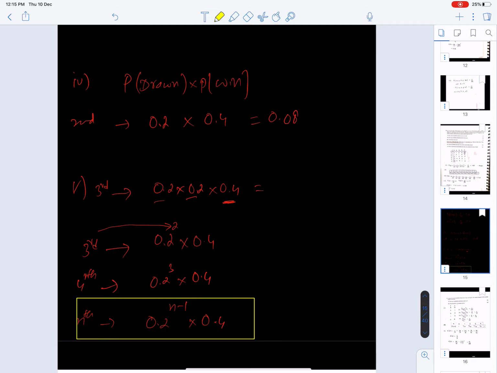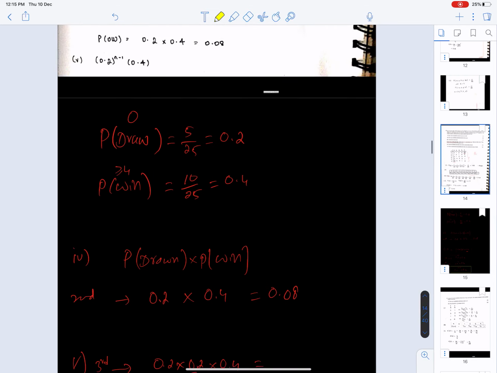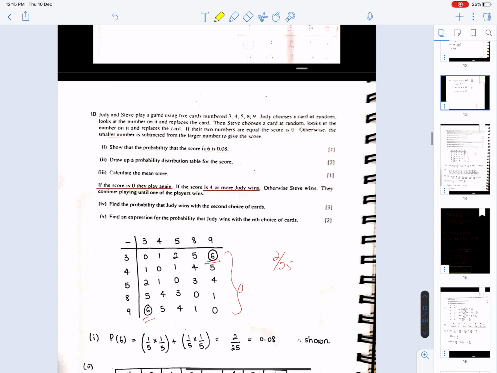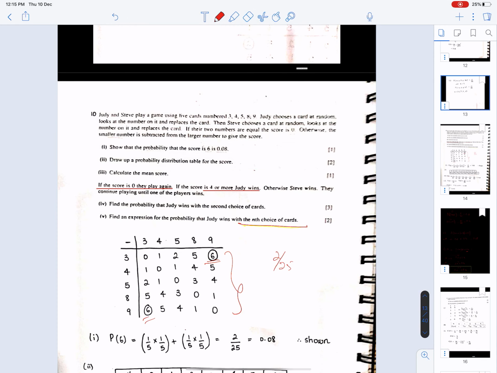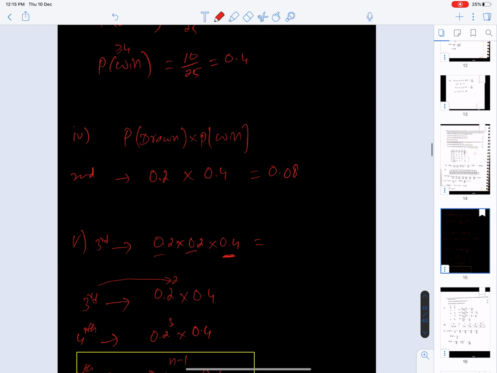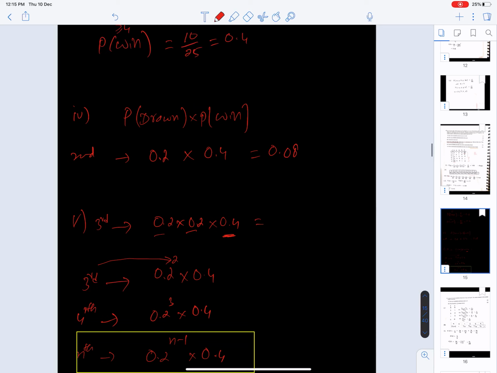This was required: Judy wins with the nth choice of the card. So I tried to explain this in detail. Here is the answer, 0.2 power n minus 1, times 0.4.